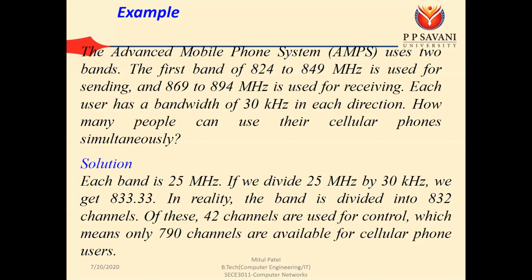So the answer is at a time 790 channels are available for cell phone users. That means at a time 790 different users can communicate with each other. Okay? In a cell phone, at one time 790 users can communicate with each other.